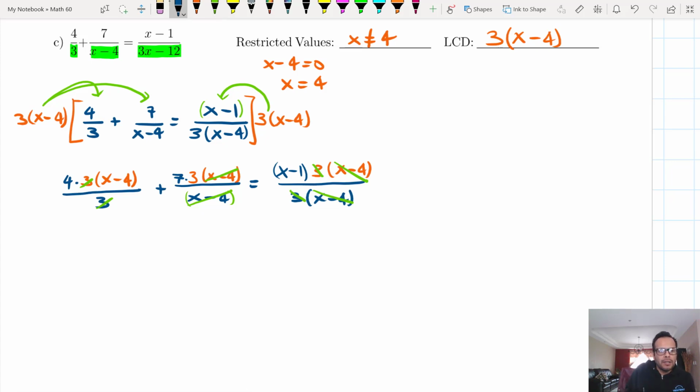So 4 times x minus 4. Again, don't do that in your head. First, write down whatever you were left with, and then use the distributive property. And then 7 times 3, which is 21, equals the quantity x minus 1. And notice this equation has no denominators.